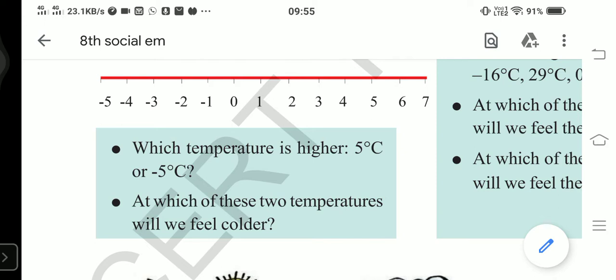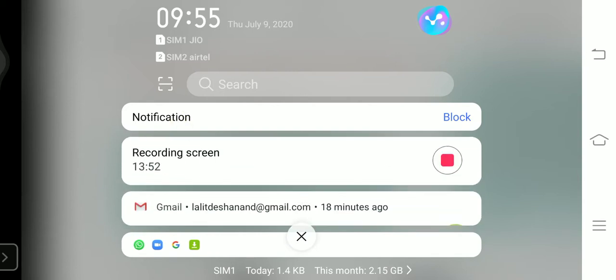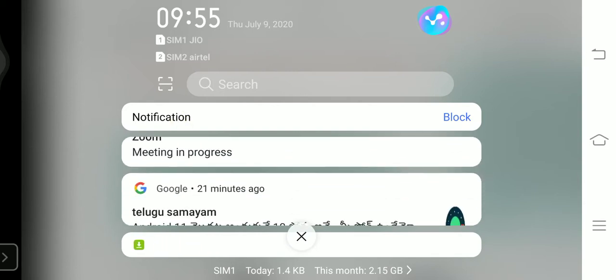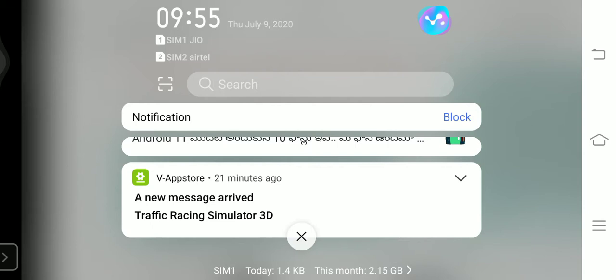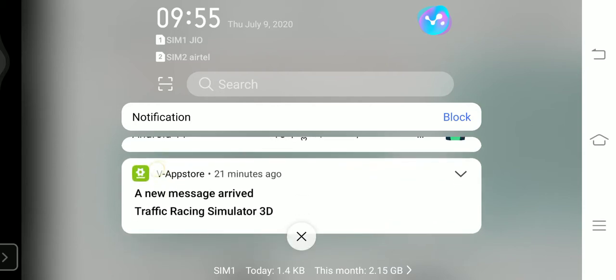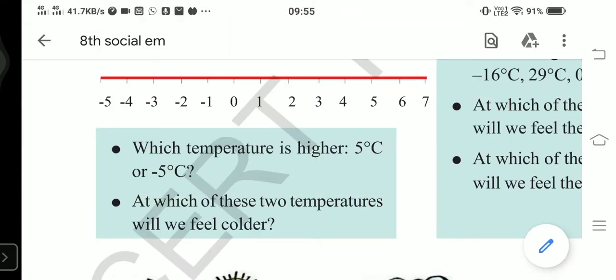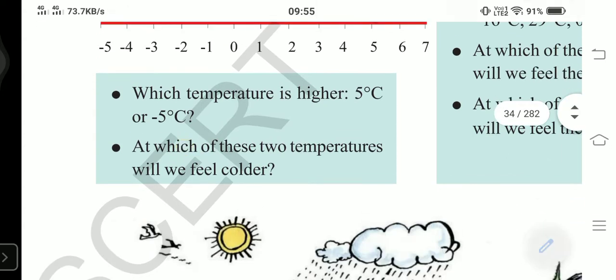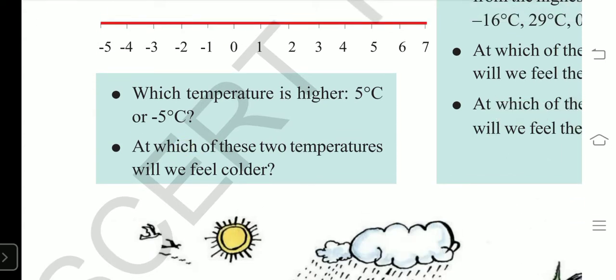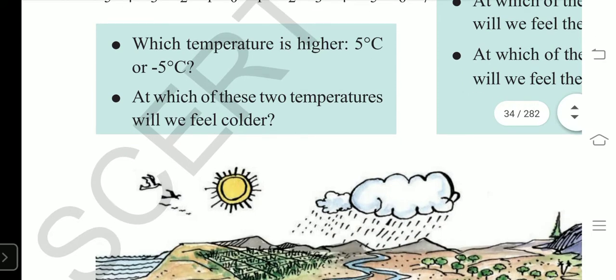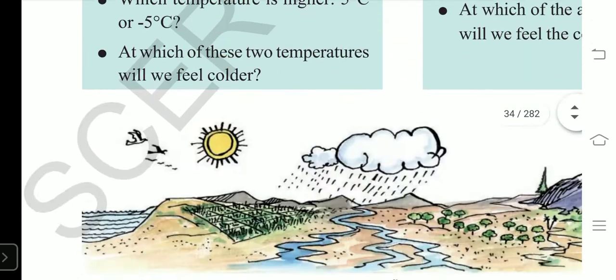That is, at minus 5 degrees centigrade we find the temperature is cool, right or not? So it means that the temperature is different at different places. What I want to say is that temperature is measured in two ways, that is maximum and minimum temperatures. Look here, we will see how temperature is recorded.